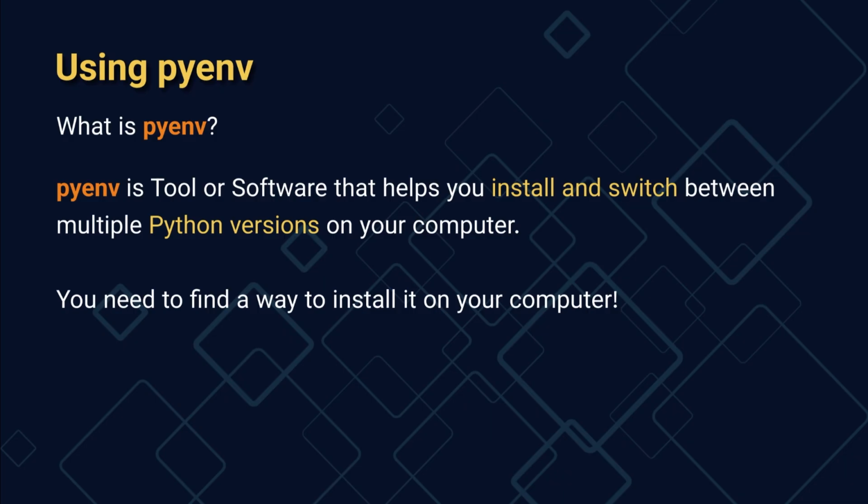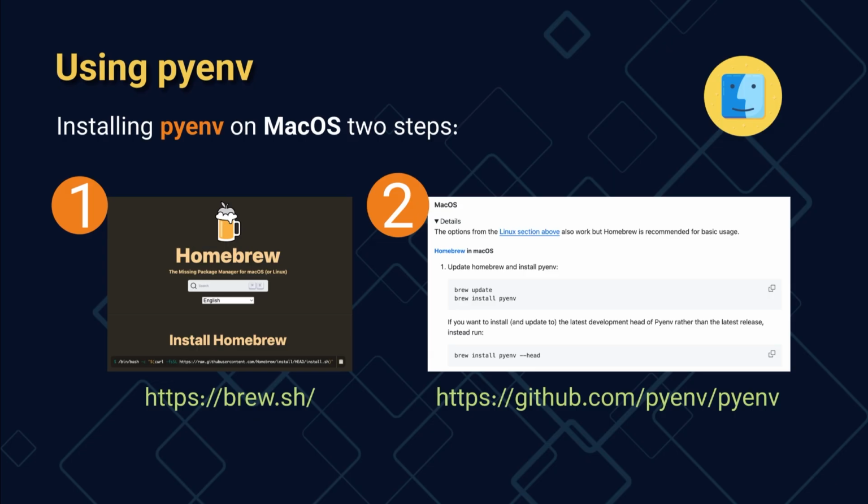To do that, you need two simple tools. The first one is PyEnv, Python environment. It's a tool that helps you install and switch between multiple Python versions on your computer. To install it on a Mac computer, you first need to install Homebrew. It's quite easy. Just go to brew.sh and install it. There are clear instructions on how to install it on your computer.